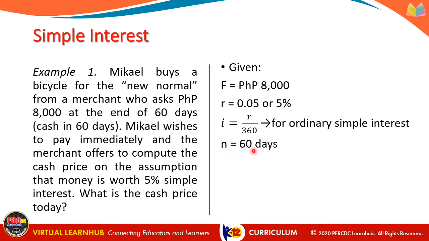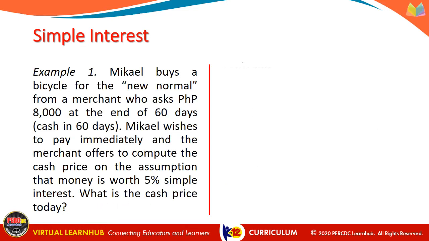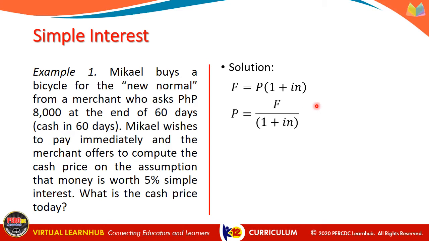N is equal to 60 days, cash in 60 days. And in this problem, we are required to solve for the present value P. What is the cash price today? For our solution, we use the formula F is equal to P times quantity 1 plus I times N. This is our formula for future value for simple interest computations. Transposing, we get P is equal to F over 1 plus I times N.